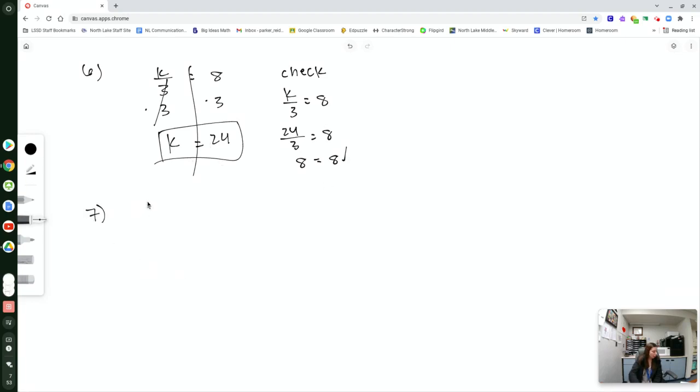And finally, question 7, 3p equals 33. Draw our line through our equal sign. Now, what does 3p mean? 3p means 3 times p. And I don't want to know what that equals. I want to know what p equals.